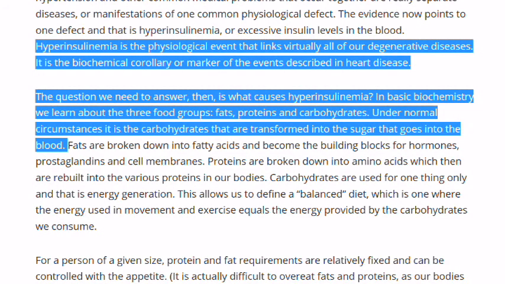Yes. I can see it now. Hyperinsulinism is the physiological event that links virtually all of our degenerative diseases. It is the biochemical corollary or marker of the events described in heart disease.